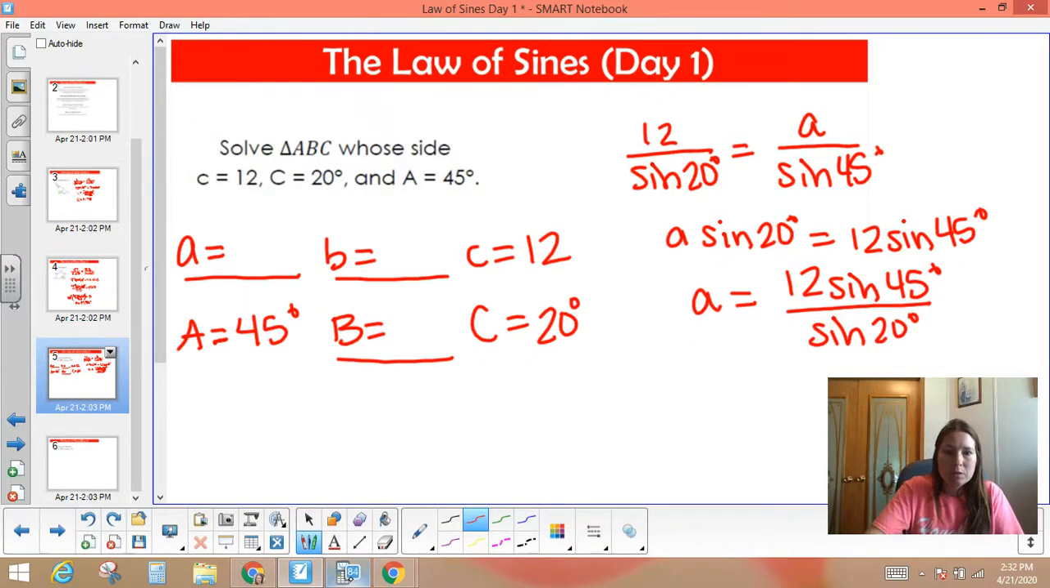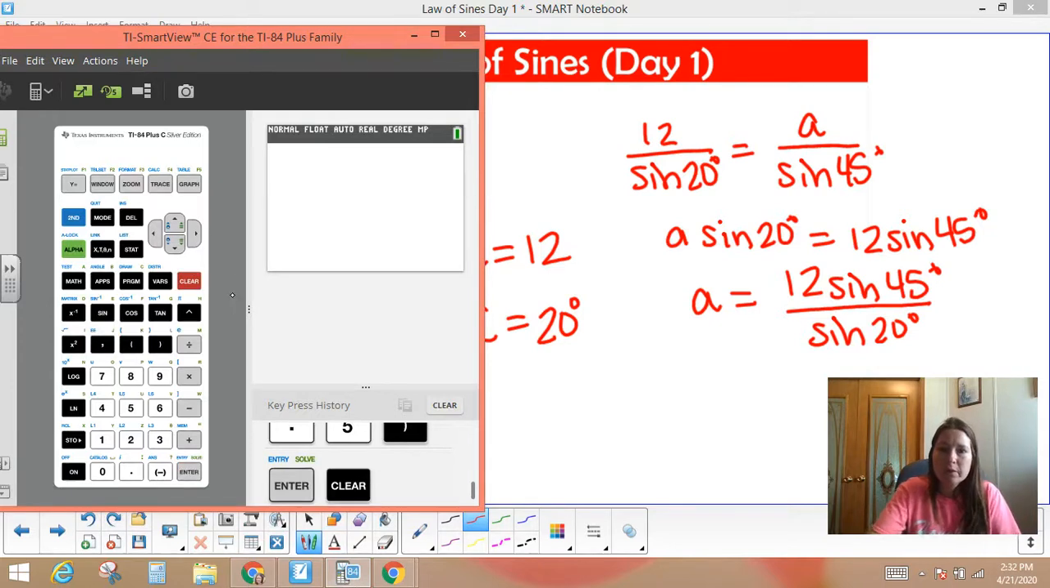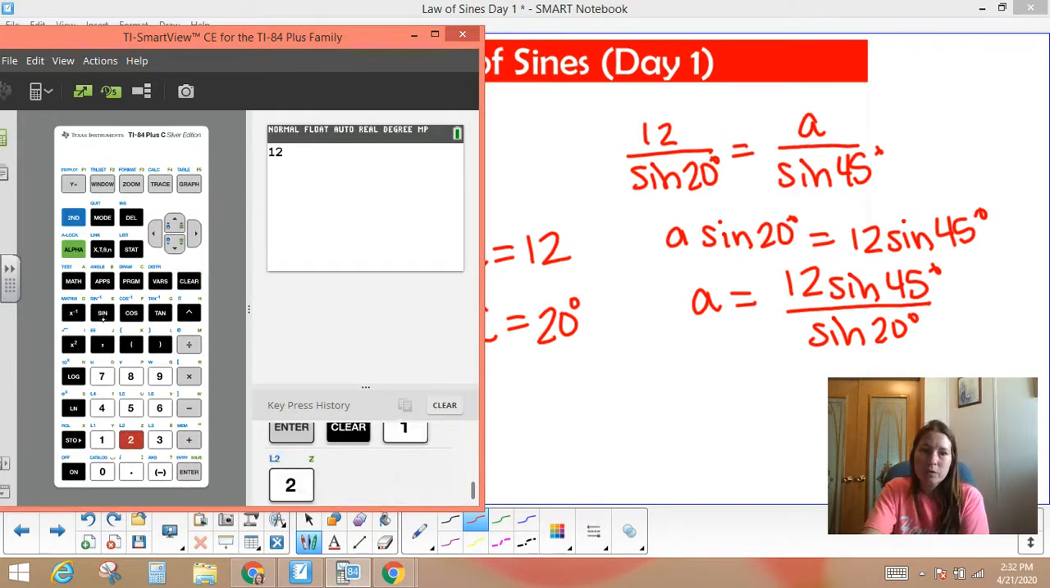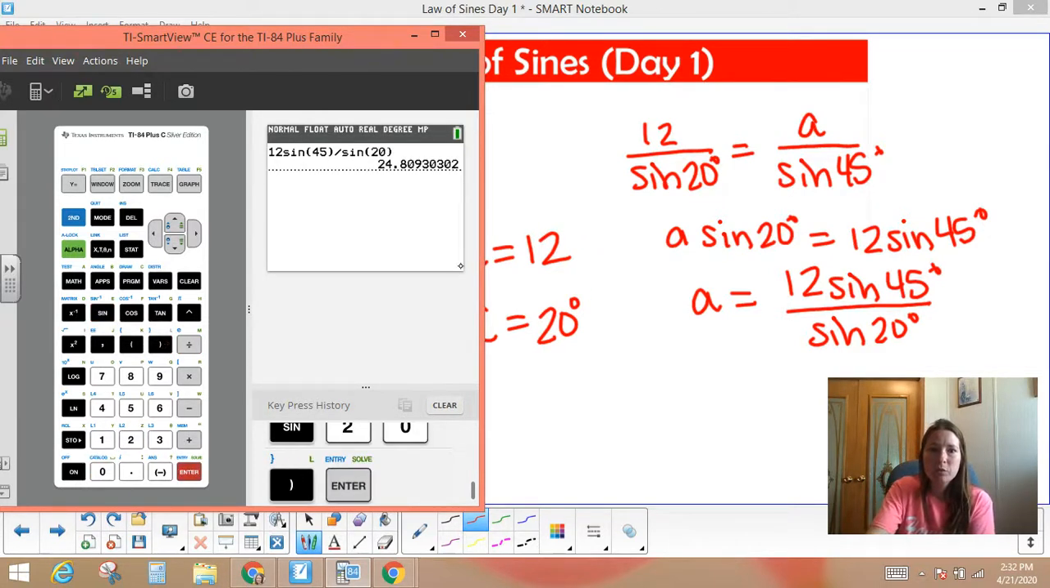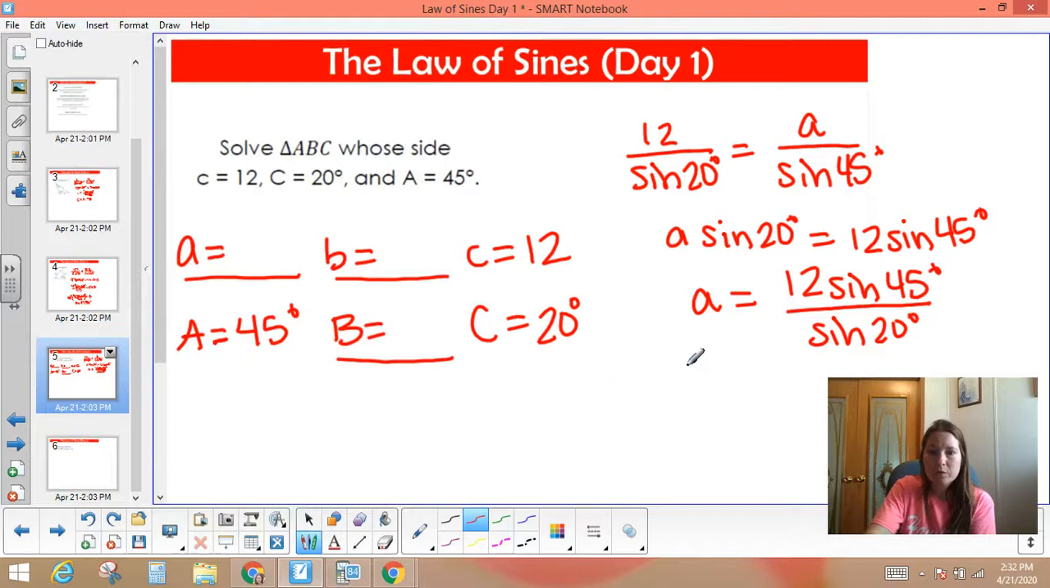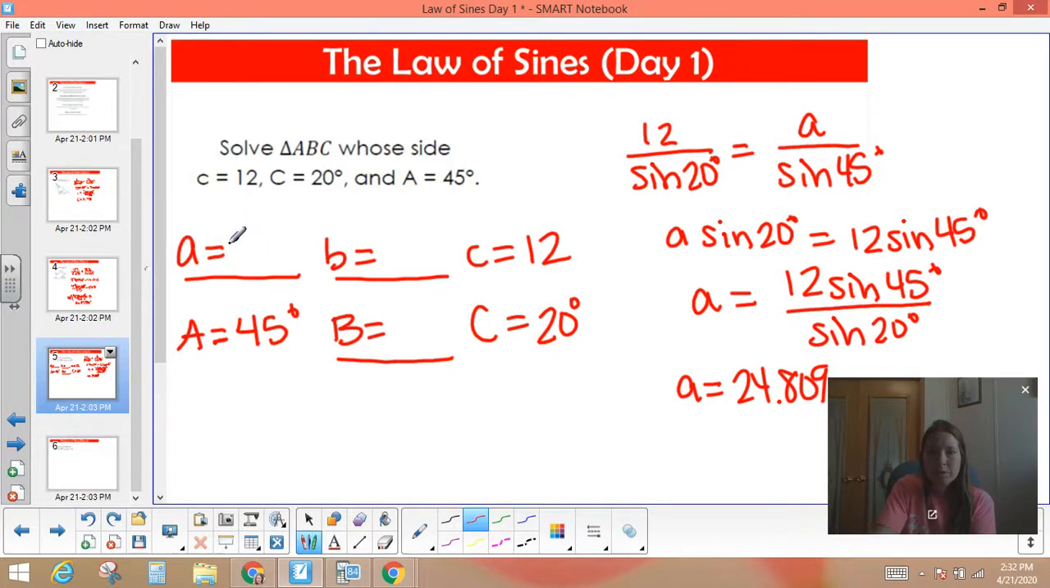All right, so then we go to our calculator and we type that in. So we have 12 sine of 45, close parentheses, divided by sine of 20. So we get 24.809. No, really. Okay, 24.809 is our side A.